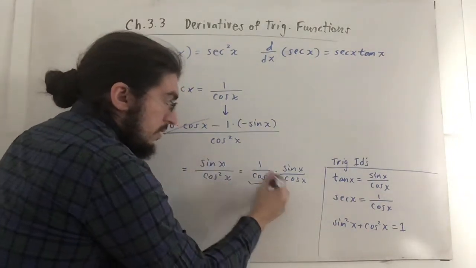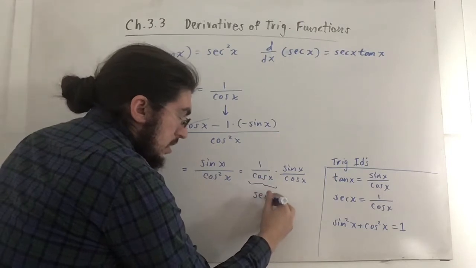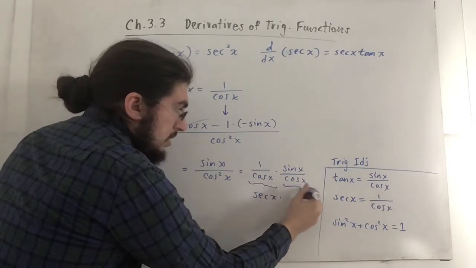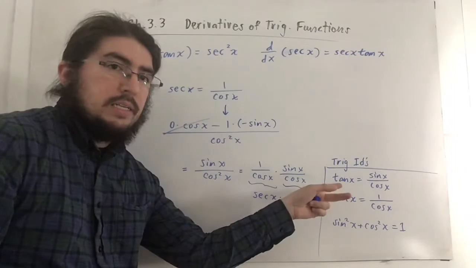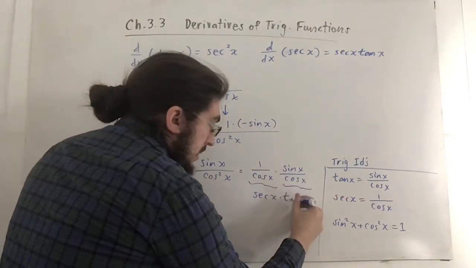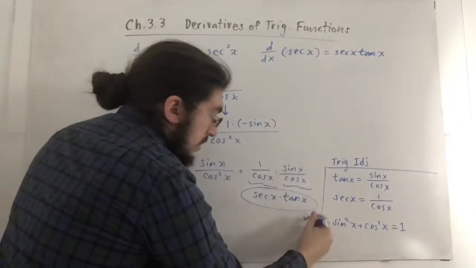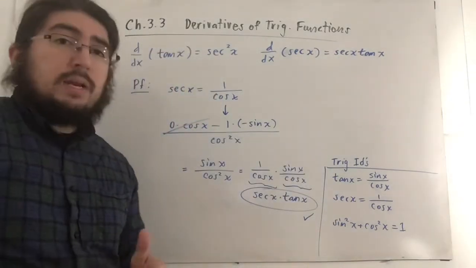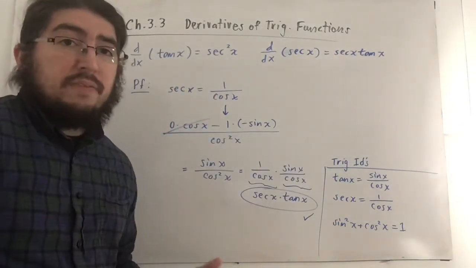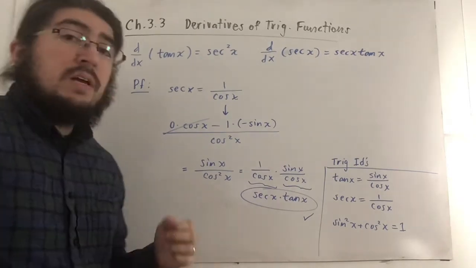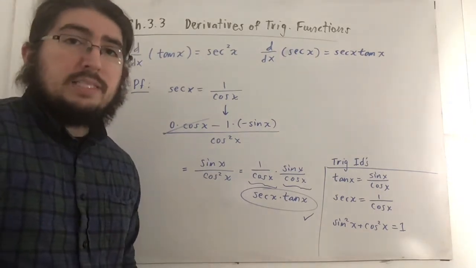Also, notice 1 over cosine is secant, and sine over cosine is tangent. Yes. So it is indeed secant times tangent. So that finishes off that proof. And now we're going to see the other two that I've left off, which are the derivatives of cotangent and cosecant. So let's see that right now.